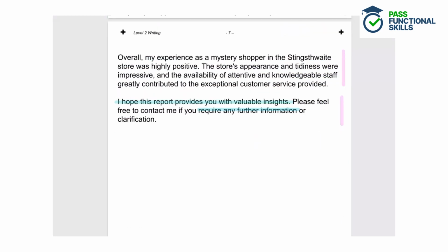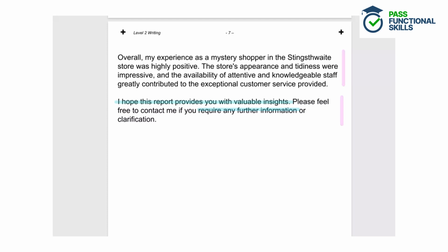As well as being a cohesive answer, this answer uses appropriate language and register. So they're using the right language and register to match the reader that the report is aimed at. We're also using the correct kind of tone and style to match the purpose of the report. So when you're writing a report, you should always be focused on facts. And in this case, we're focusing on being a mystery shopper. We're giving lots of facts about that.